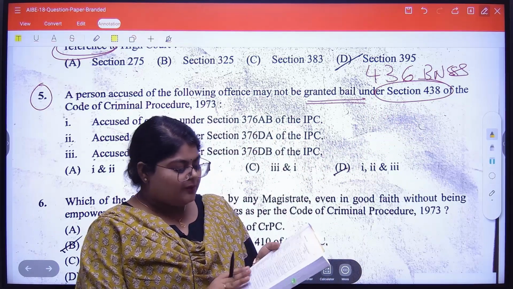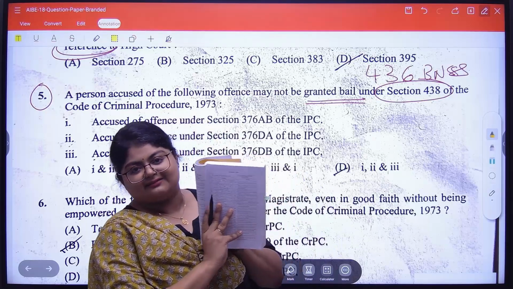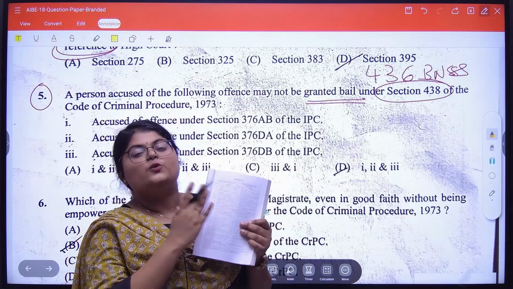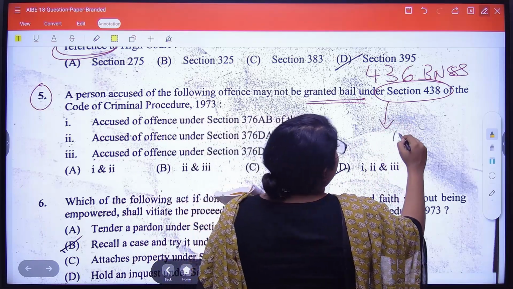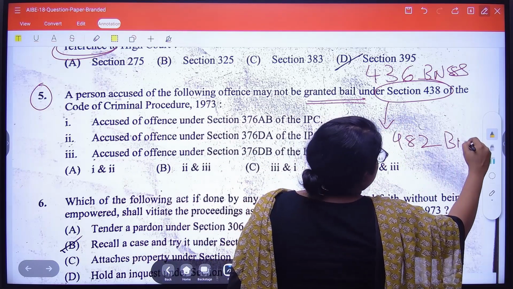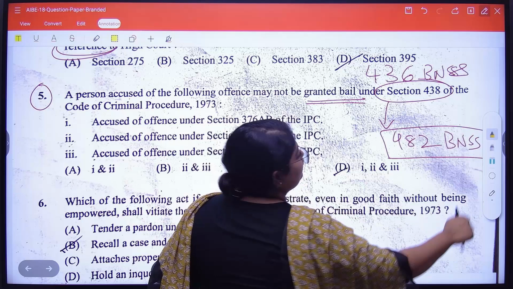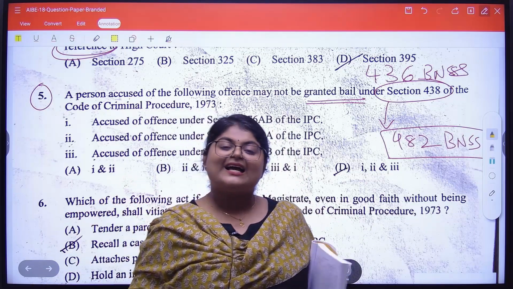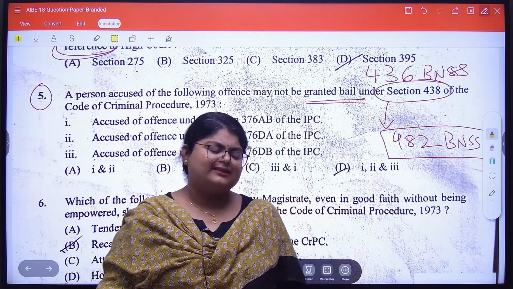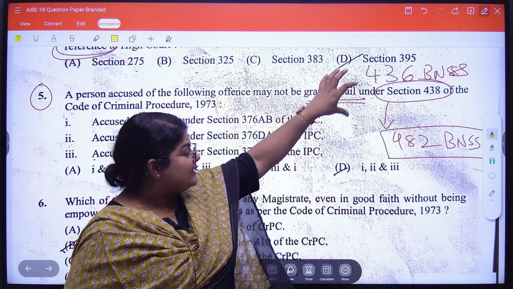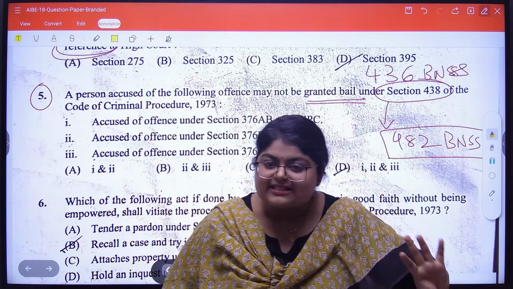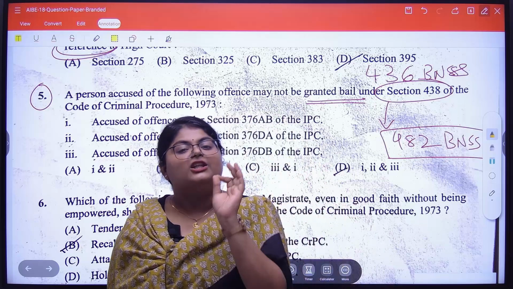So now what will you do? 438 under CrPC, which is anticipatory bail, is now 482 BNSS. Like this you have to cross check. So this is what the comparative method is. Every time I keep saying comparative method, comparative method. This is what the comparative method means. This is how I will be teaching in the course also.